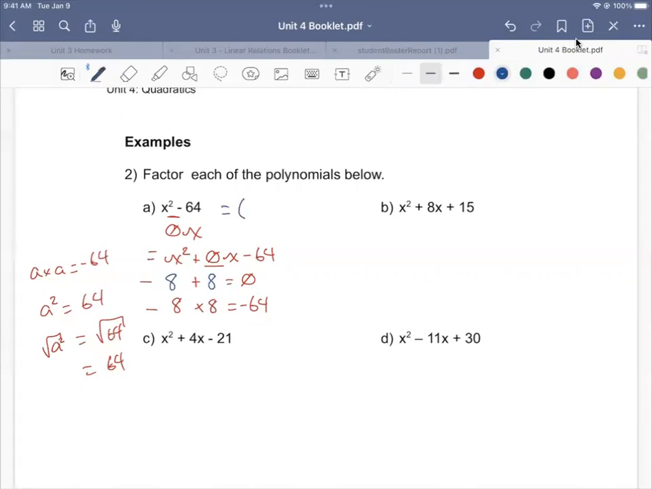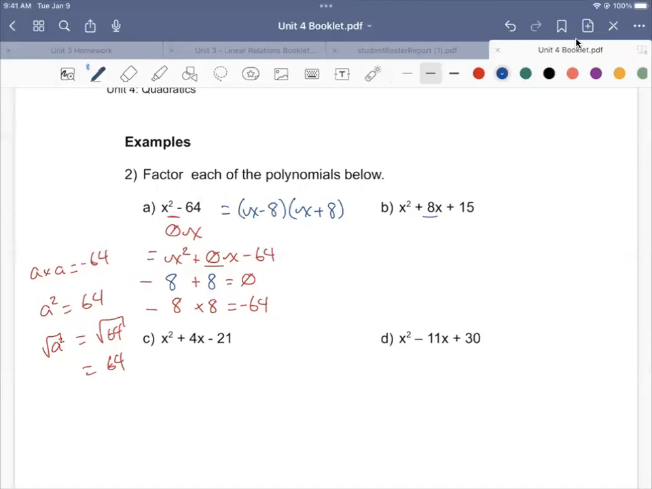So that means the factored form is (x - 8)(x + 8). We are going to talk about this one specifically in the next unit because this does have its own special type of name.